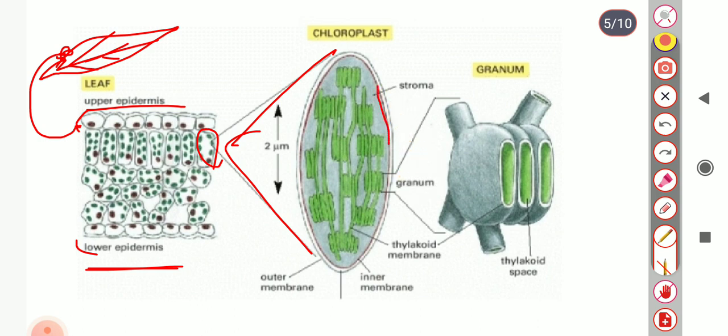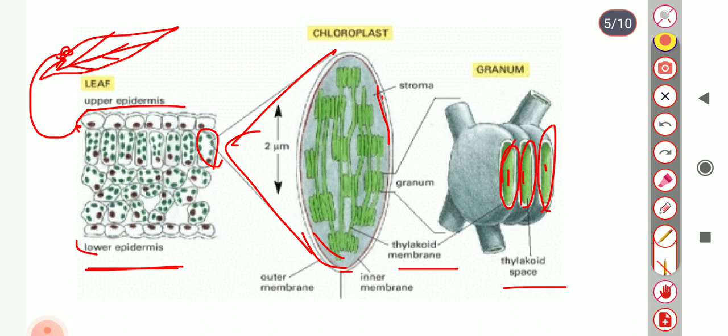These are the stroma present inside the chloroplast, the grana, and these are the thylakoid membranes. These are the inner membrane and the outer membrane of the chloroplast, which is about 2 micrometers in diameter. These are grana, or these are thylakoid membranes. You can see the thylakoid membrane. Inside the thylakoid, this green structure is called the thylakoid space.